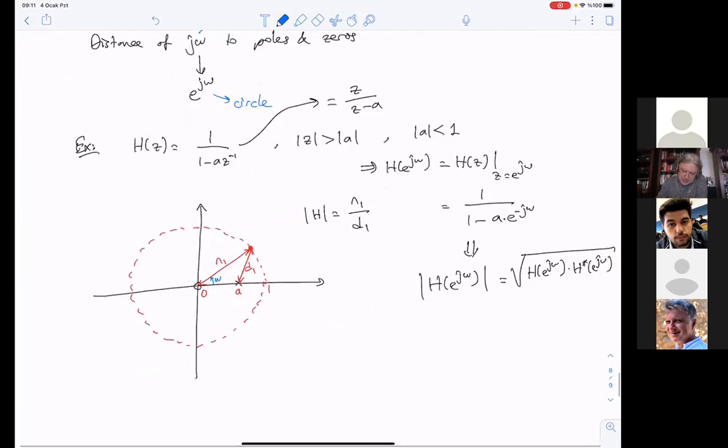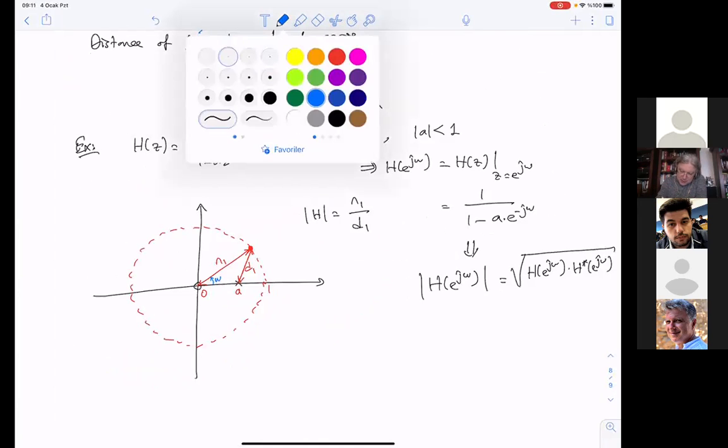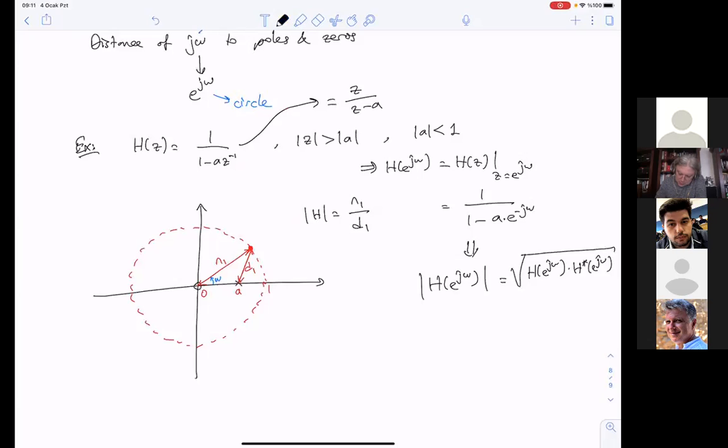Now let's make it smaller again. So that is the omega. And at that omega value, the magnitude of H of e to the j omega is therefore n1 over d1, as we said. This is the real axis. This is the imaginary axis.